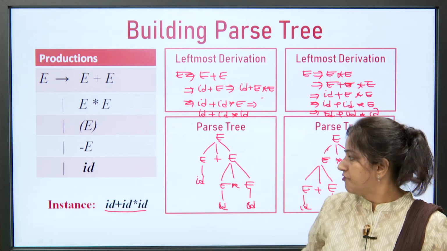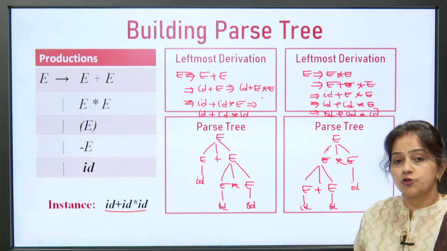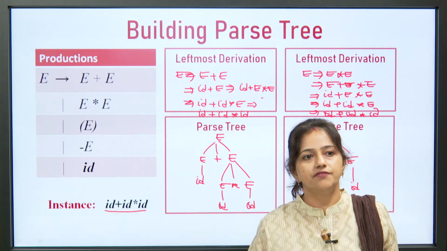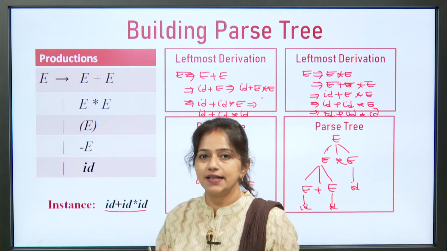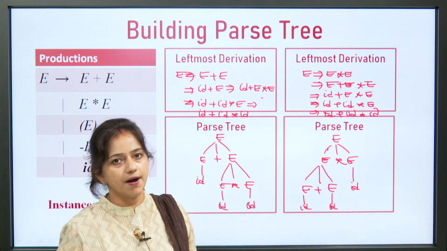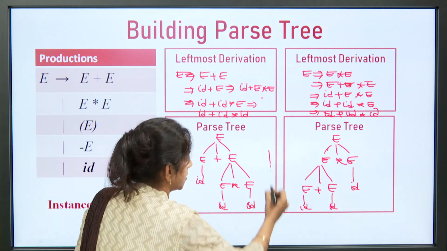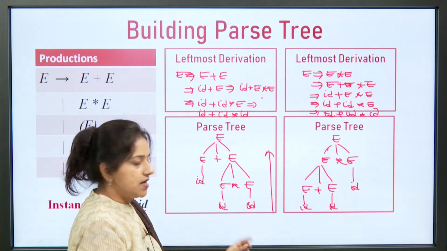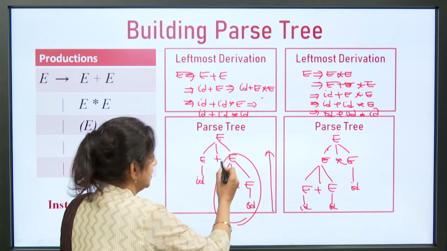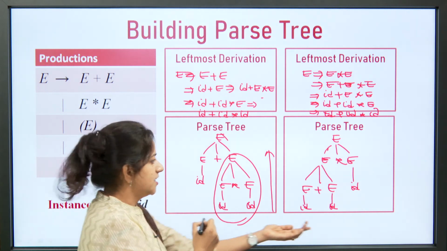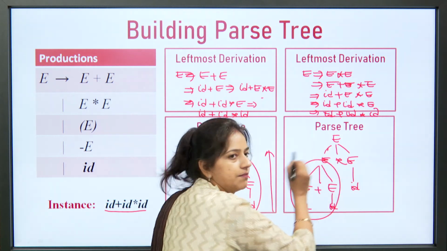So what we are saying is, for a single instance there are two different parse trees. This is quite unacceptable, because here we have an ambiguous grammar. So we should find which is the correct parse tree and which is the wrong parse tree. In a parse tree we do computation from bottom to top. In this parse tree, first we are doing the multiplication and then the addition. In this parse tree, first we are doing addition and then the multiplication.